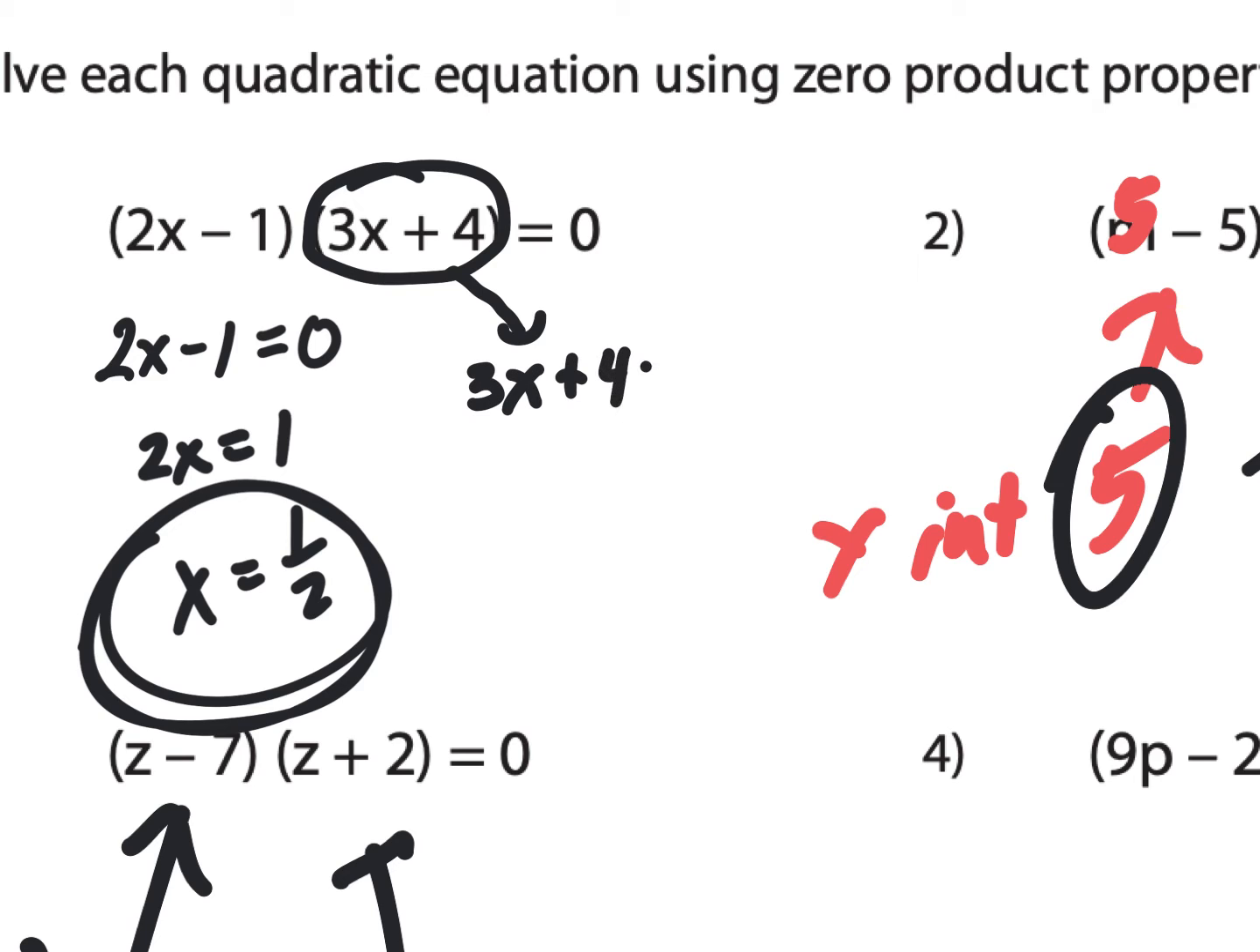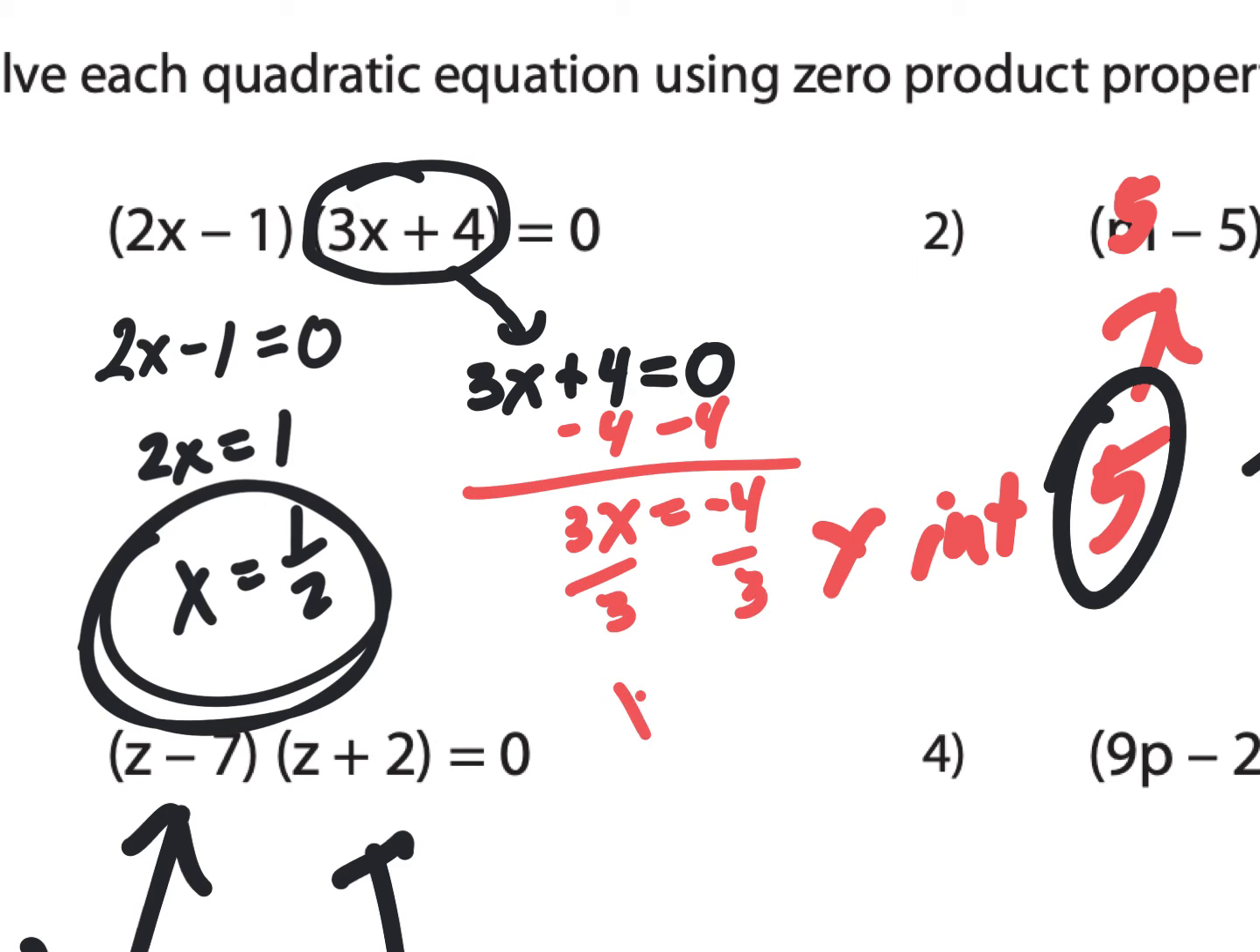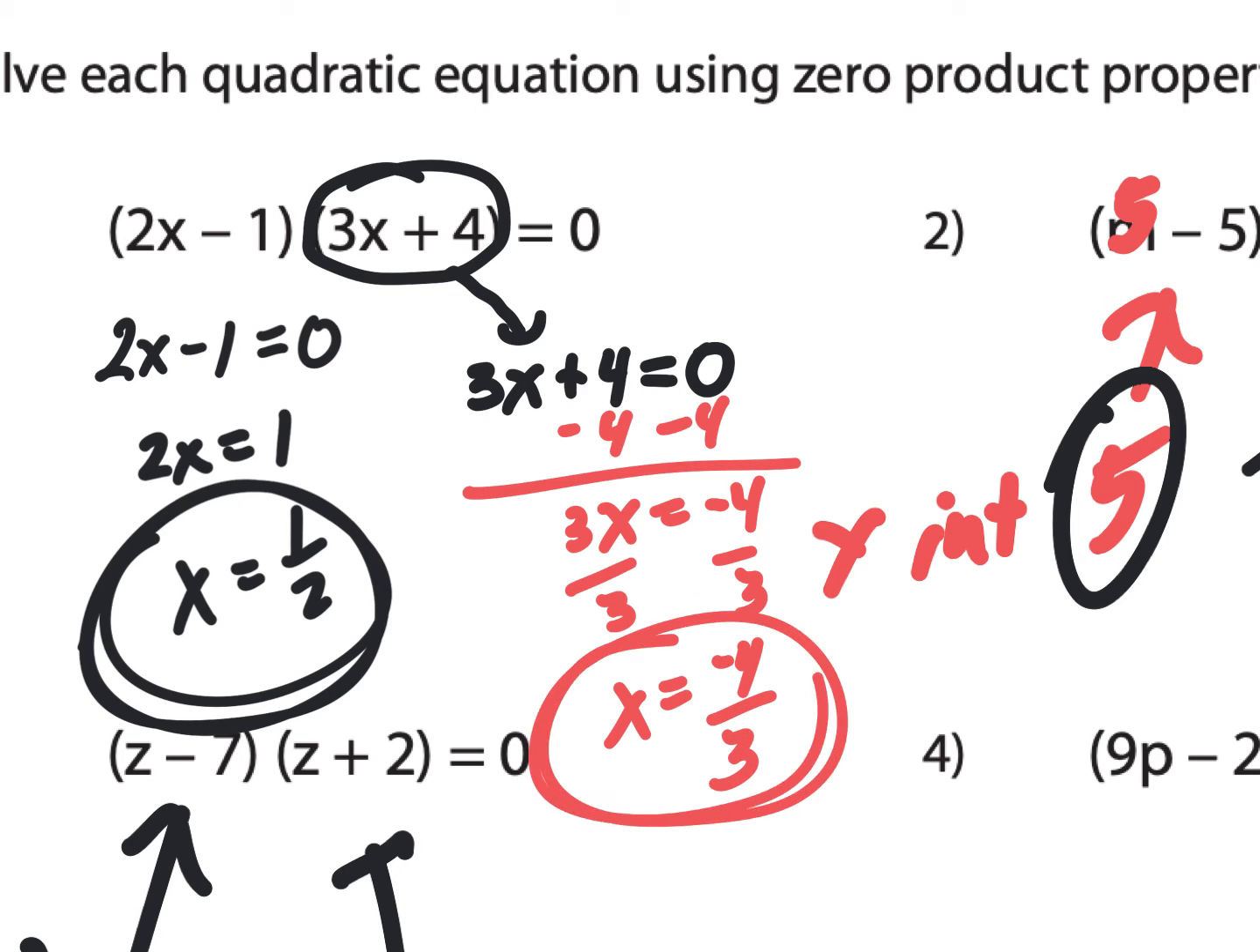So tell me the steps. What's next? You just do subtract 4. Yep, keep going, and then divide by 3. X equals -4 over 3. What is that? That'll make the equation 0.